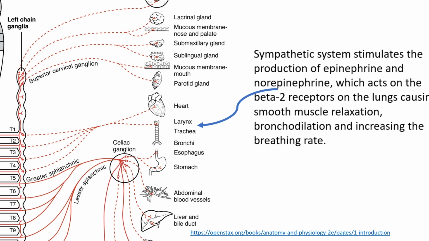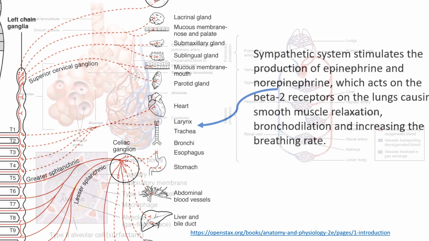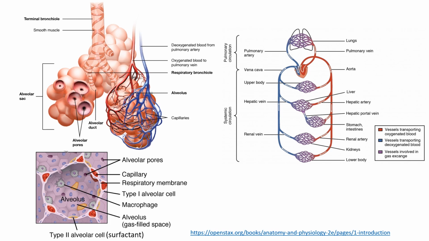And that's what is necessary during the fight or flight response, right? When you need to fight or when you need to run, you need more oxygen and more energy, and that's what you need when you're running fast. Now that we know what causes the stimulation of the lungs, we need to know what actually happens inside the lungs. Before that, we need to know the structures of the respiratory system itself.